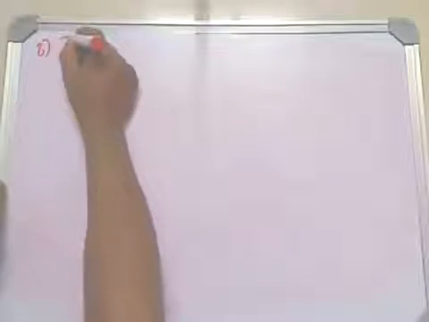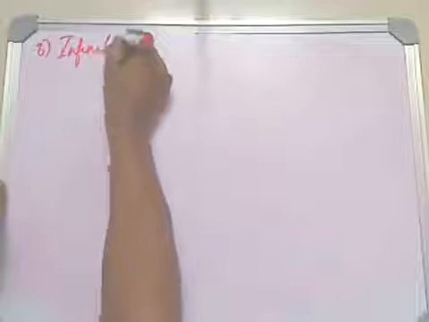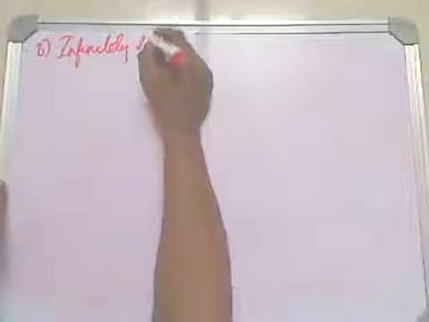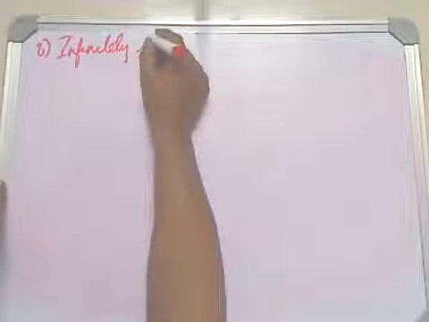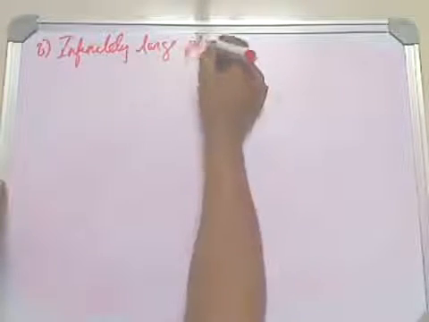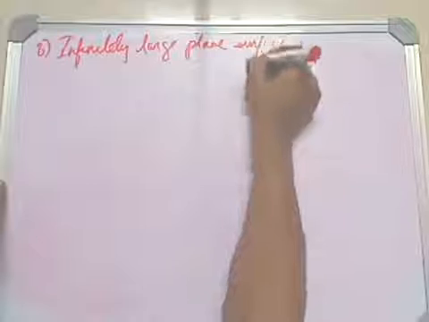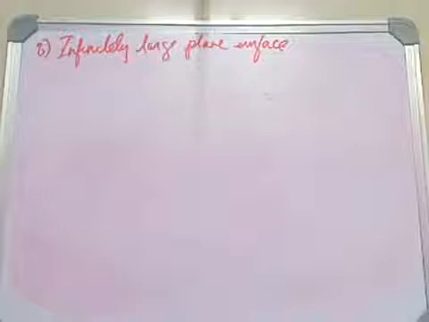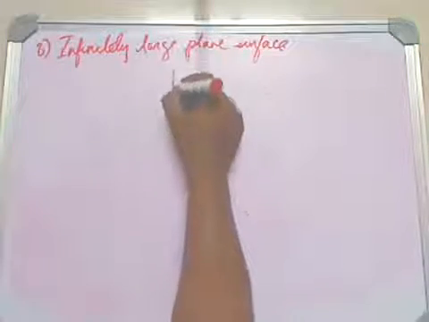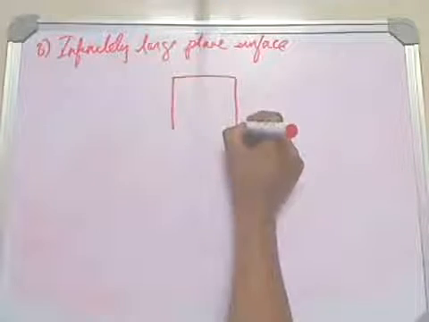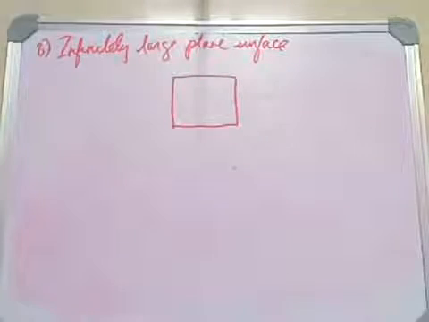Gauss law being applied to an infinitely large plane surface. A plane surface here. Now this is where it gets a little bit more tricky. Because it's a plane surface and because it's infinitely large, the whole idea of imagining this gets very complicated.